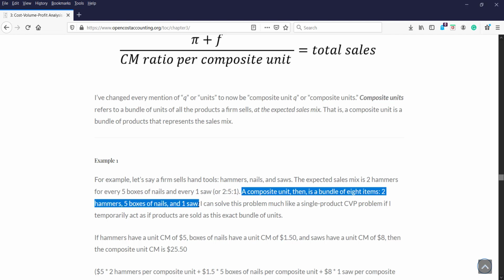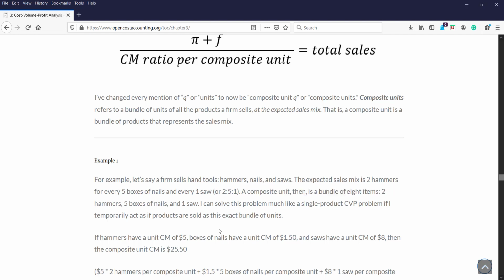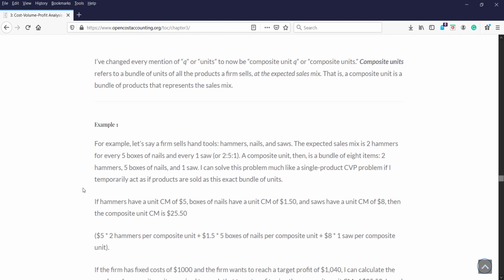So we have a big bundle of units. We act like every customer comes in and buys 1 or more of these composite units in a bundle. And this helps us hold the sales mix constant for this analysis. And now we can simply say, well, we need to figure out the unit CM for the composite unit.